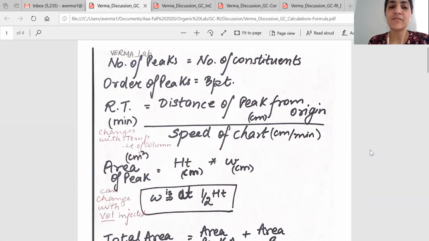For calculations involving gas chromatograph, there are a few formulas that all of you need to be aware of. The first and foremost is the number of peaks that you see on the GC spectra. That would be equivalent to the number of constituents or compounds in that sample mixture which you have injected in the GC.